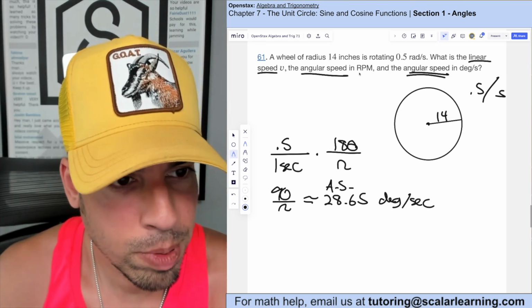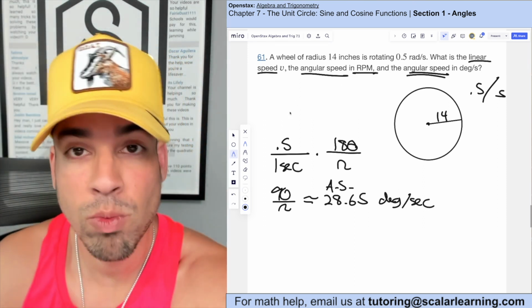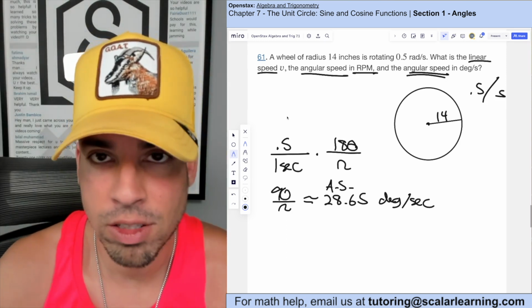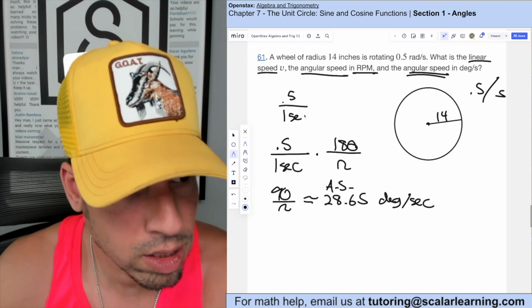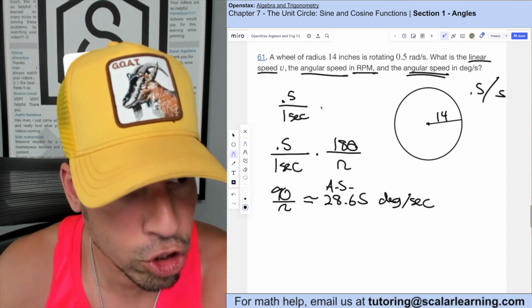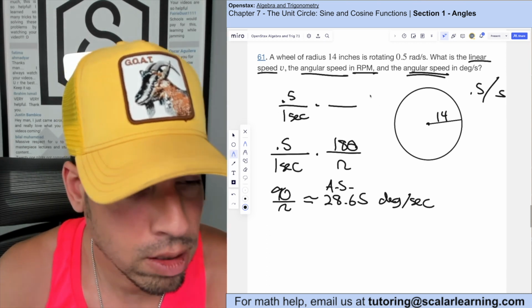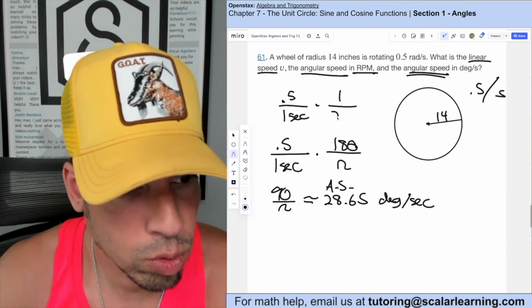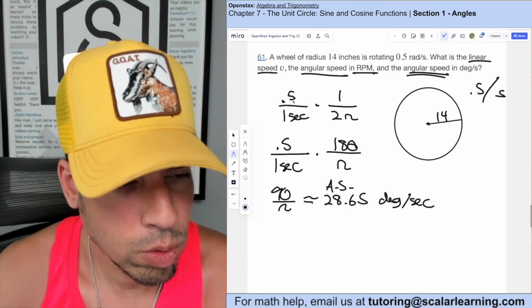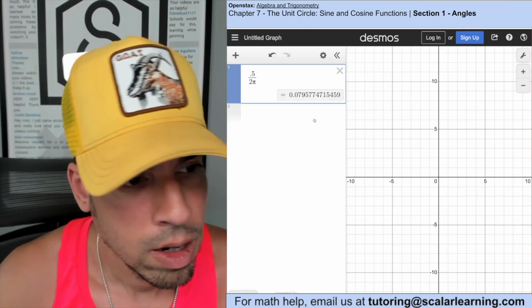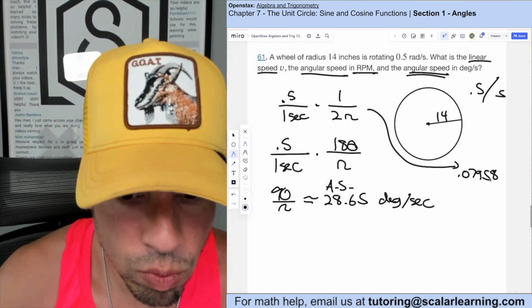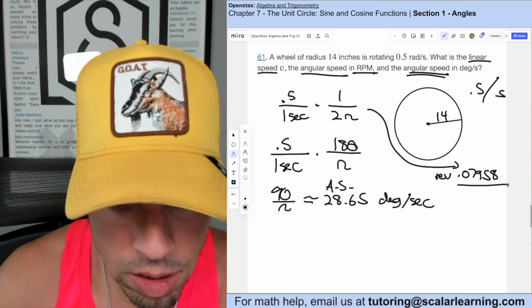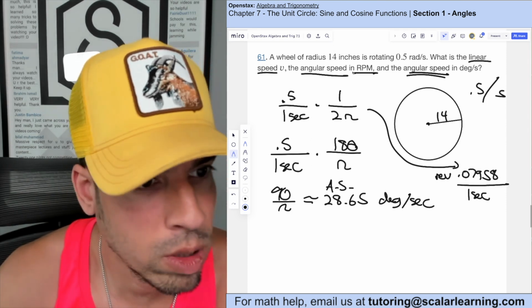Now to get the angular speed in revolutions per minute, 1 revolution, if we're talking about radians, is 2 pi. So if we start out with 0.5 radians per 1 second and we're converting radians to revolutions, we know that 1 revolution is equal to 2 pi radians. So this would give us 0.5 divided by 2 pi. And this gives us approximately 0.0795.